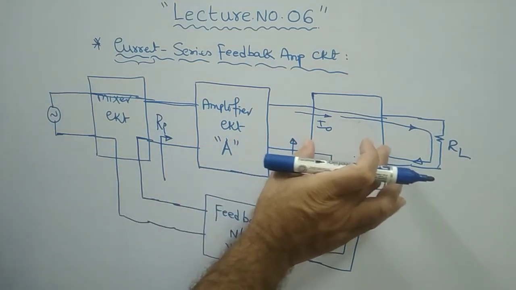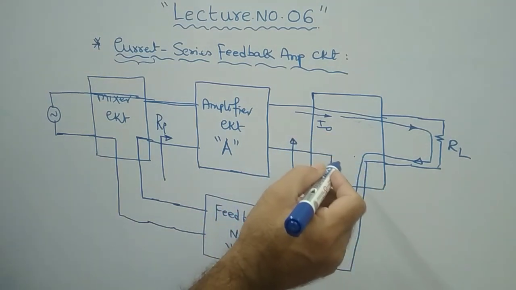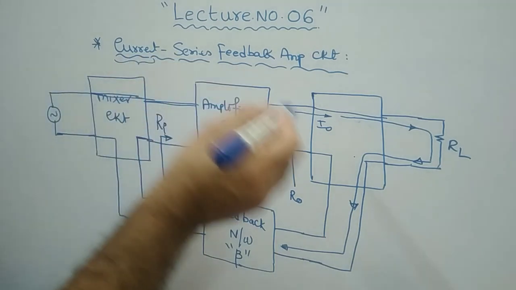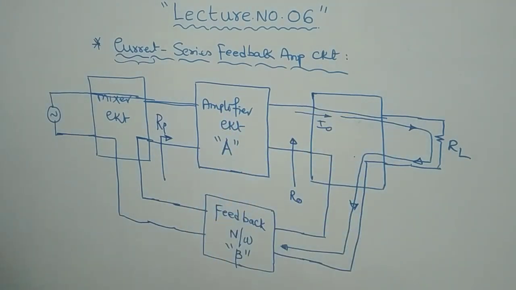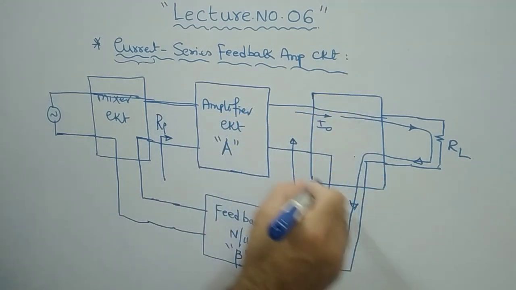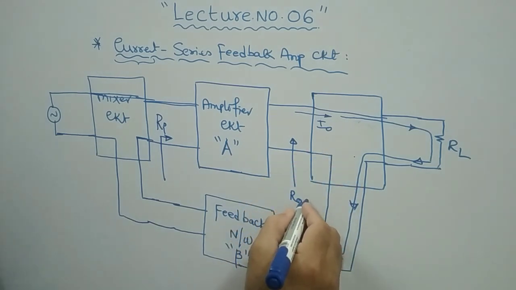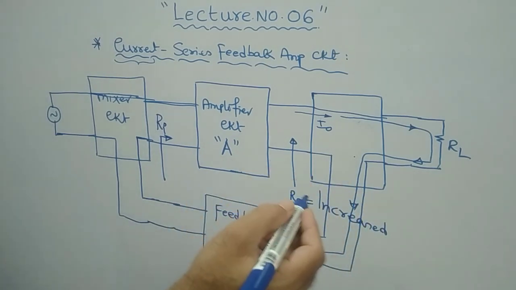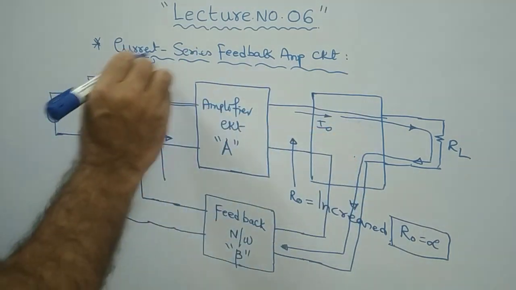Because of this series connection, as I already explained in the last presentation, whether it is at the output side or at the input side, wherever it may be, because of the series connection the corresponding impedance will be increased. So at the output, at the sampler, it is a series connection. Because of the series connection, your R naught will be increased. Ideally speaking, your R naught output impedance is equal to infinite here in current series.